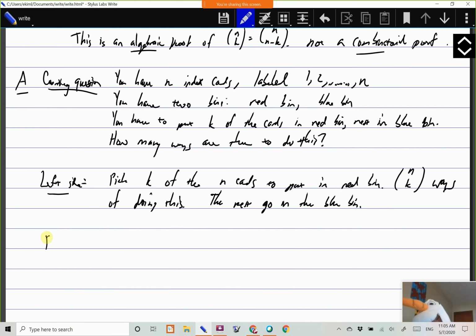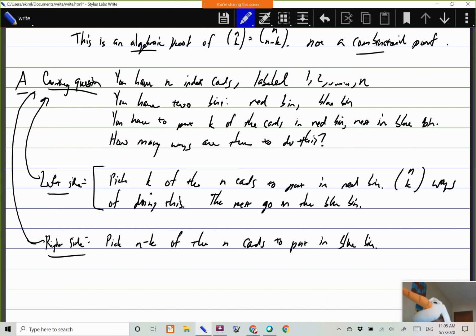To address the right side, we've answered the counting question, but we're now going to ignore the work that we just did and re-answer the counting question. You could say, how about you pick n minus k of the n cards to put in the blue bin. So out of n cards total, you're going to choose n minus k of them. There's n choose n minus k ways to do this.